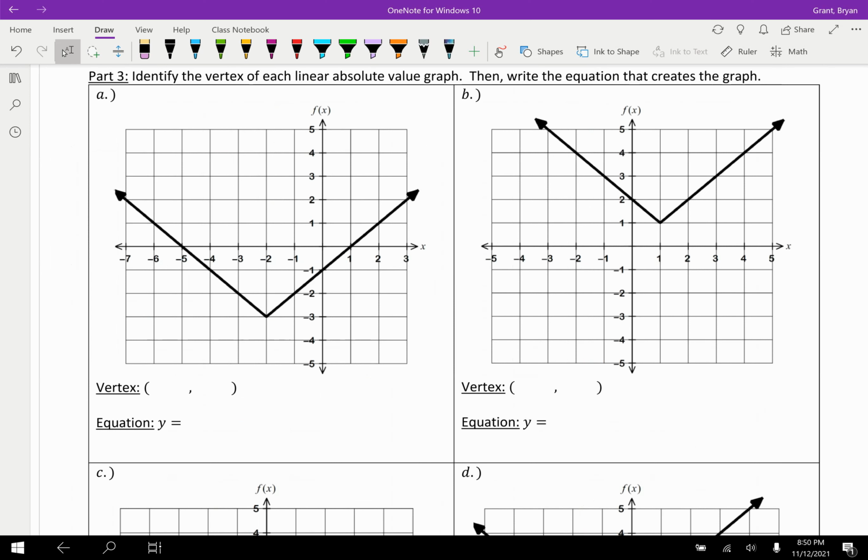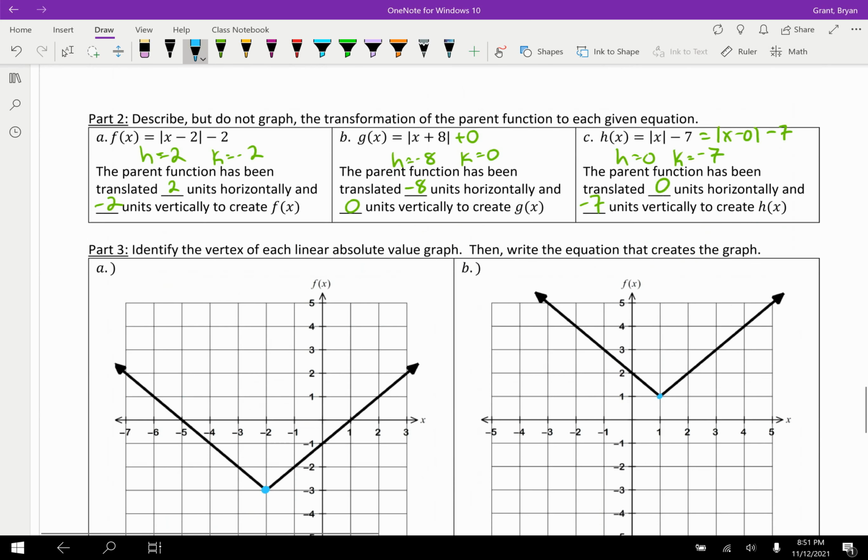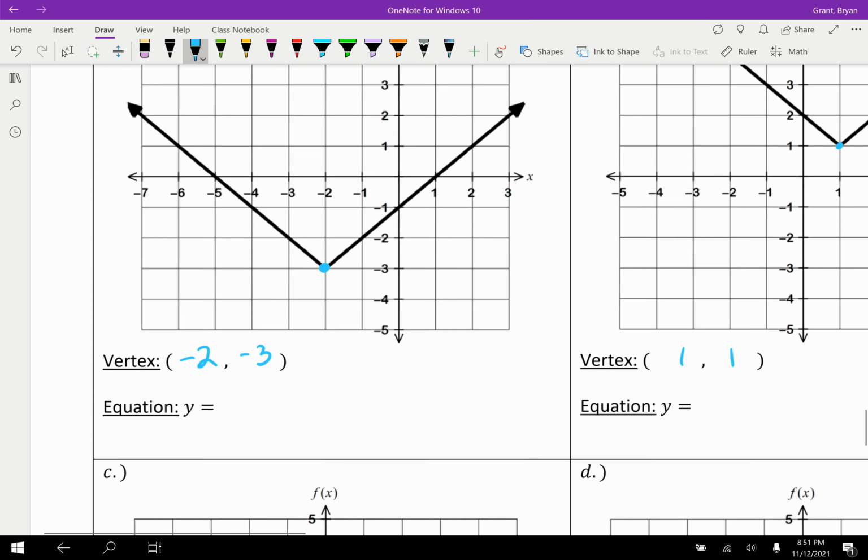Alright, and we're back. So let's start with the vertex, and I think the vertex for each one isn't bad. This is negative 2 comma negative 3. This vertex looks like it's 1, 1. This vertex is 0, negative 3. And this one looks like it's negative 1 comma 0. Halfway done.